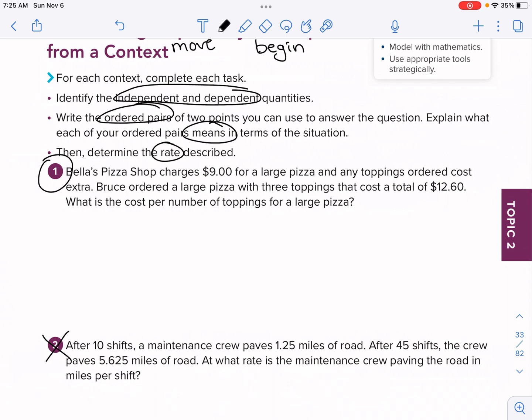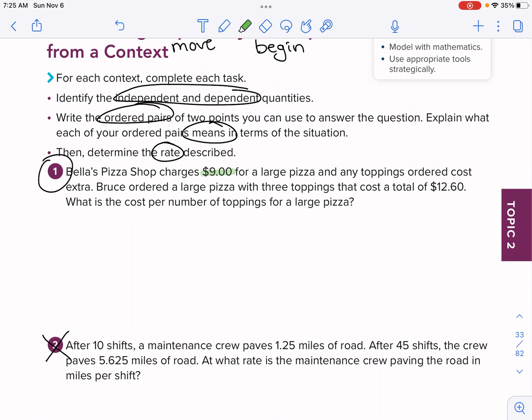So the hardest part here, I think, is writing the ordered pairs. But let's try to interpret it from this context. So what's independent, what's dependent, first of all. So it says Bella's Pizza Shop charges $9 for a large pizza, and any toppings ordered cost extra. Bruce ordered a large pizza with 3 toppings. That costs a total of $12.60. What is the cost per number of toppings for a large pizza? So let's highlight a couple things that are important here. A pizza just costs $9 to start. So that's where we begin.